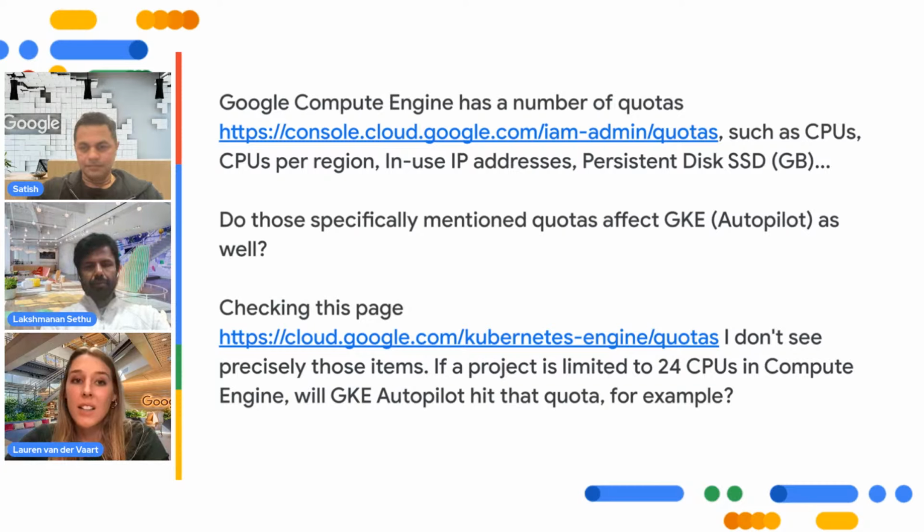So Compute Engine has a number of quotas, such as CPUs, CPUs per region, etc. Do those specifically mentioned quotas affect GKE Autopilot as well? I didn't see anything precisely around those items in the documentation. So if a project is limited to 24 CPUs in Compute Engine, will GKE Autopilot hit that quota, for example?